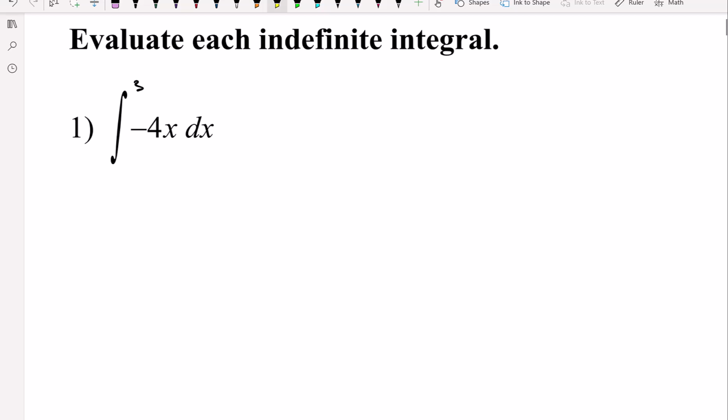Okay, we're first going to talk about what is an indefinite integral. Well, it just means that it's an integral that hasn't been defined, and we usually use the indefinite integral when we're first learning how to integrate a function. All right, so let me explain some things first.